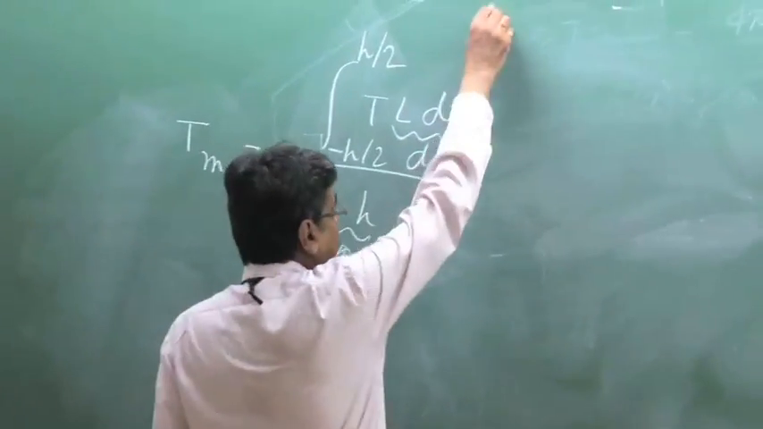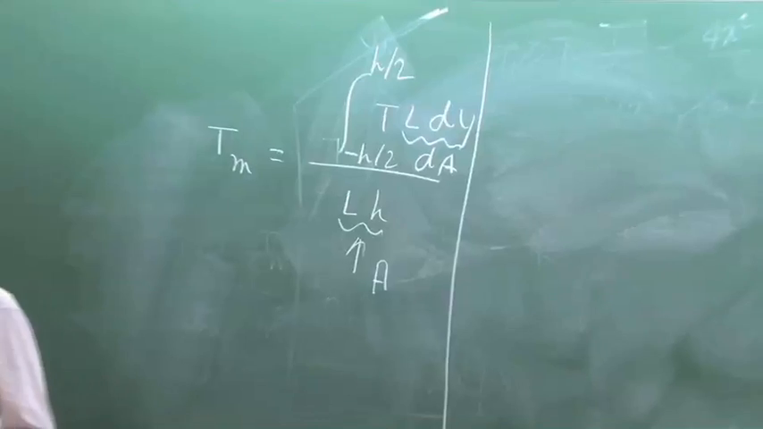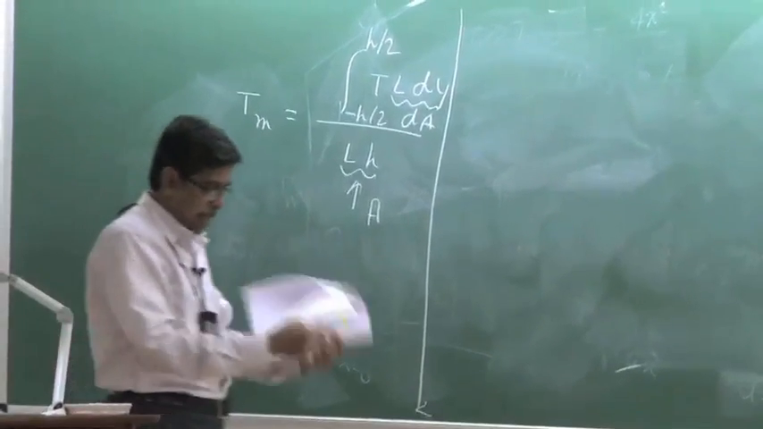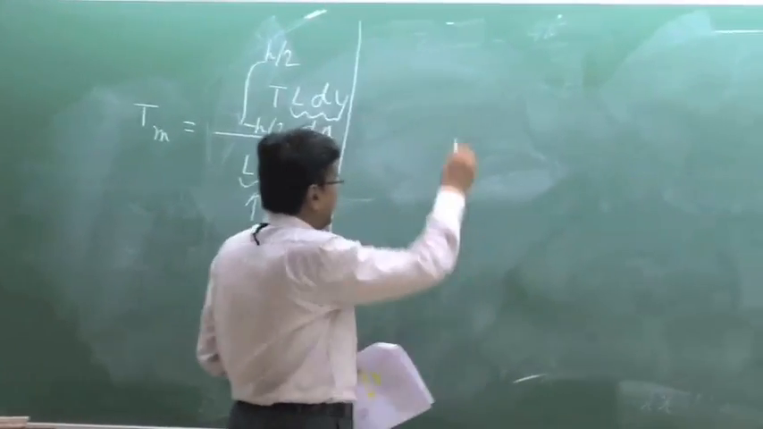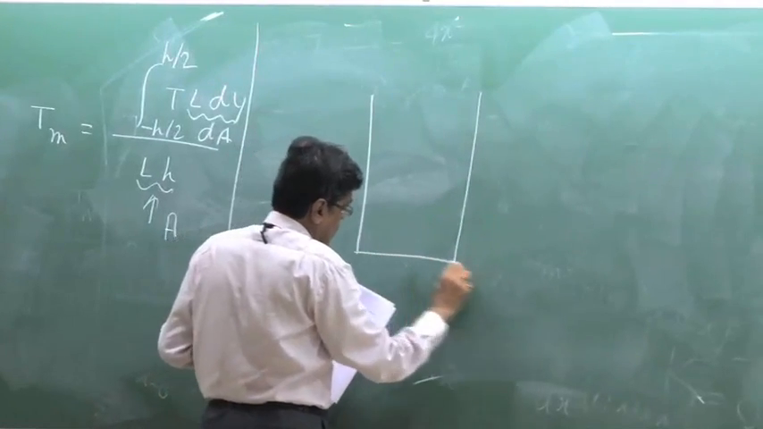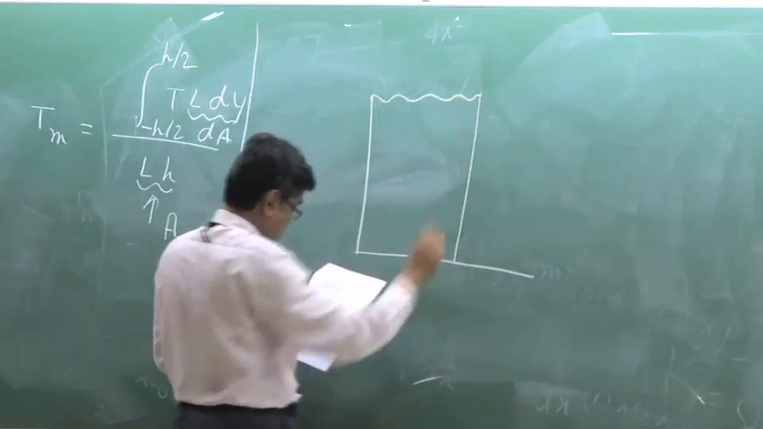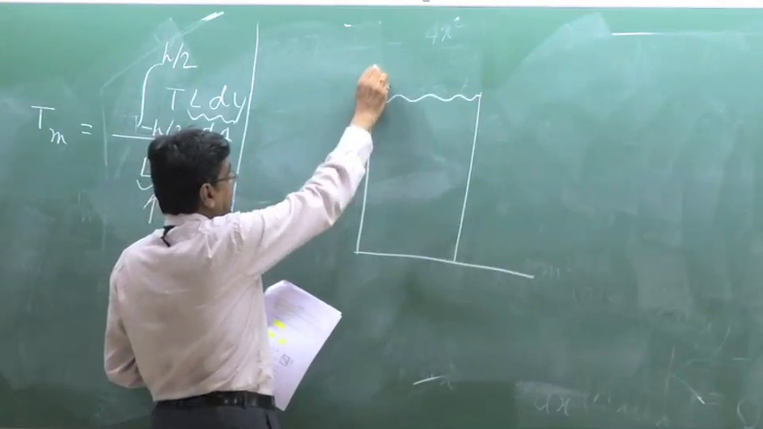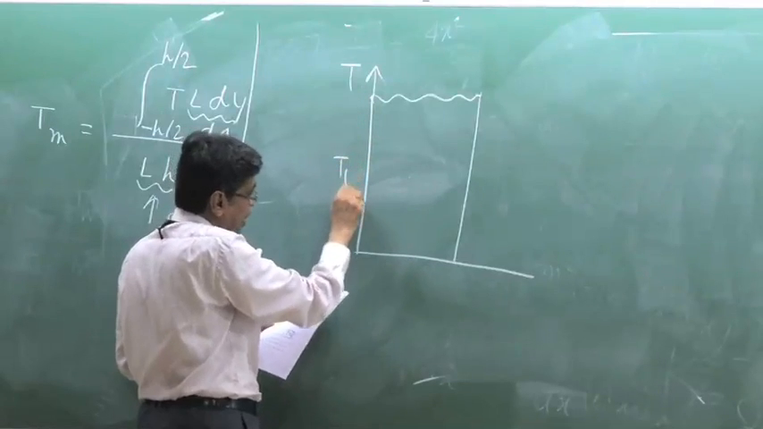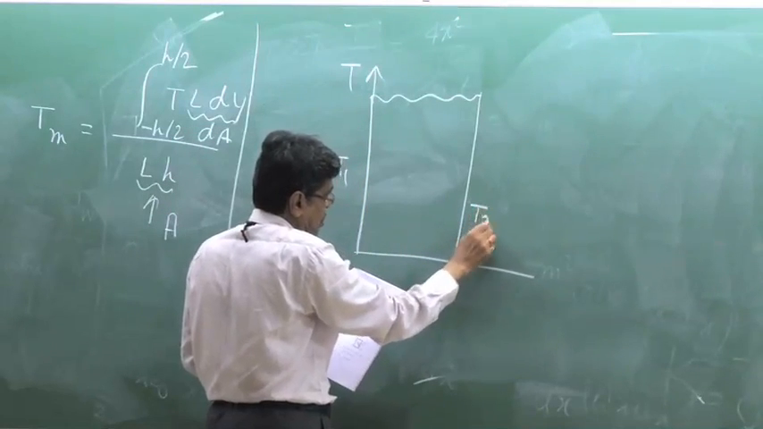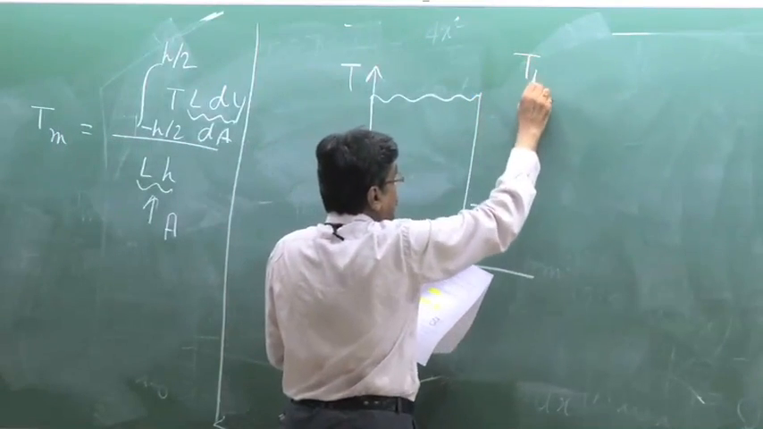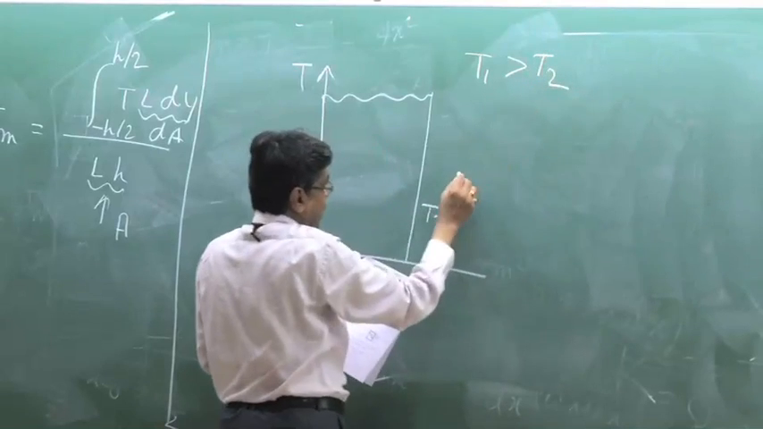Okay, now we come to the second problem. The first one was discussed; this problem is a simple problem, but we have to analyze it critically. Let us have a plane wall. This surface is kept at T1 and this surface is kept at T2, and T1 is greater than T2, so that heat flows in this direction.